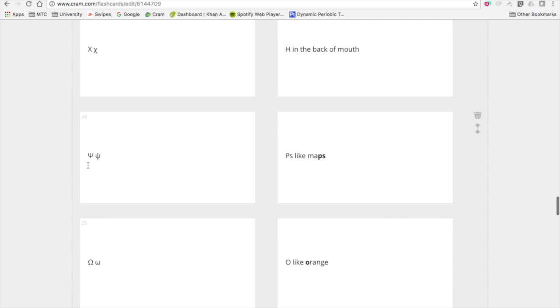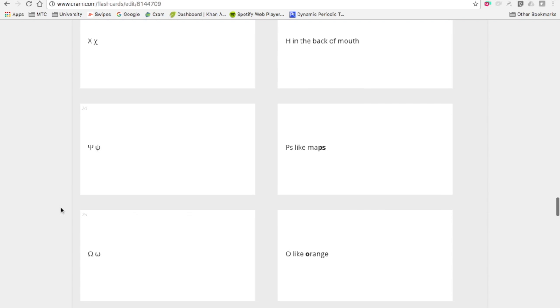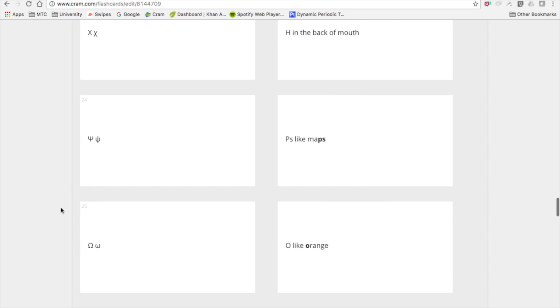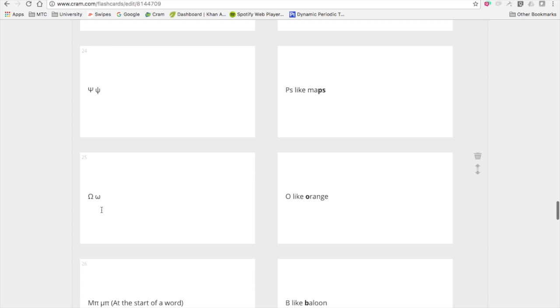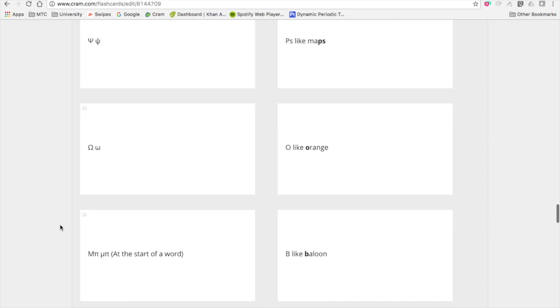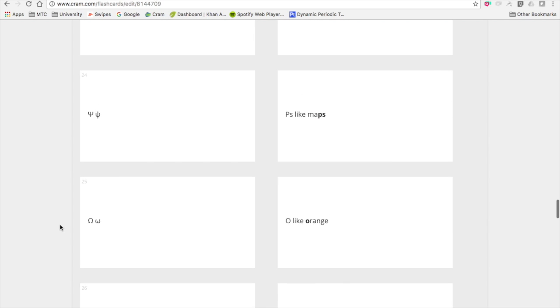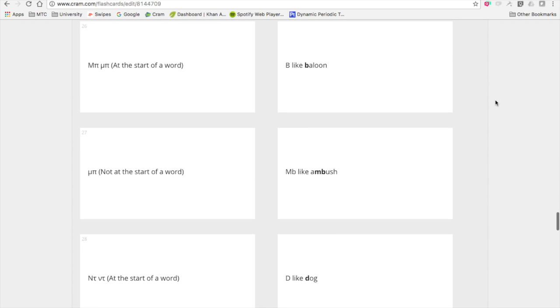Psi, which is just ps, like ps, so you're trying to get someone's attention. But anyway, omega, which is o. And now we have the letter combinations. So that's all of the letters.